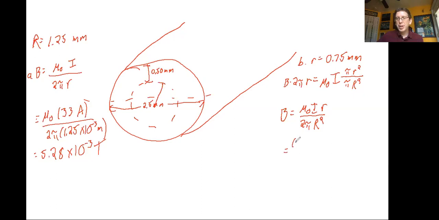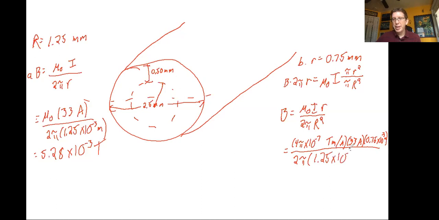So that becomes 4 pi times 10 to the negative 7 Tesla meters per ampere times 33 amps times small r, which is 0.75 times 10 to the negative 3 meters, divided by 2 pi, and capital R is 1.25 times 10 to the negative 3 meters, squared. So you need to express these in meters in order to get your answer in Tesla.